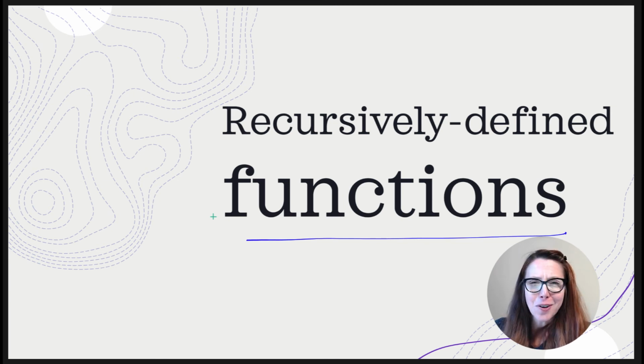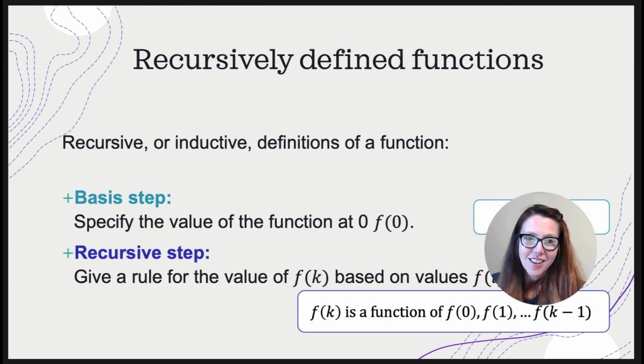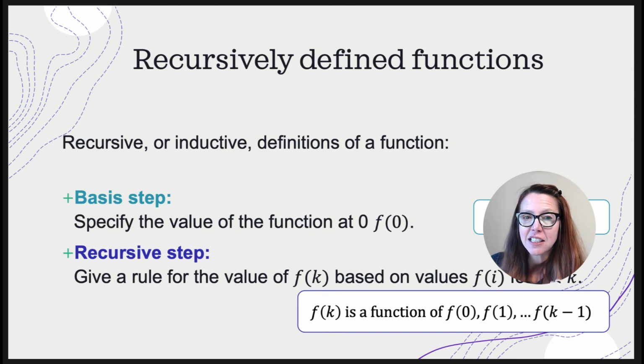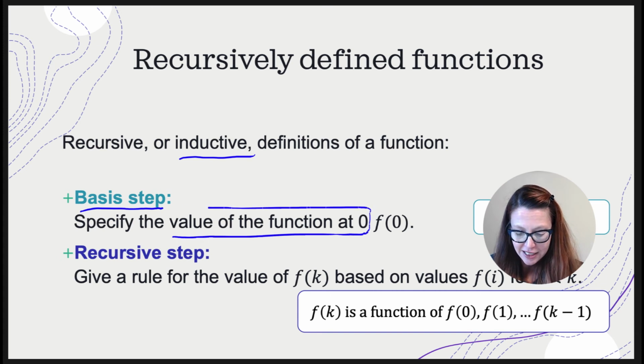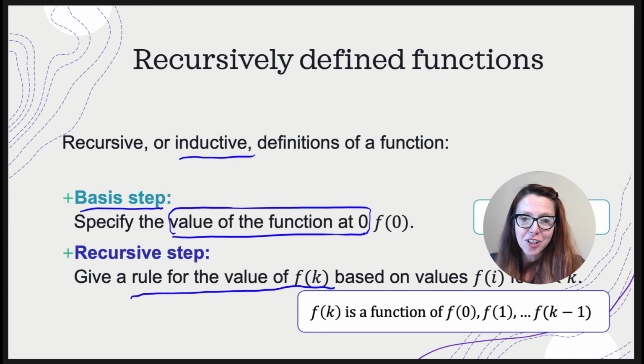And these are functions that you've already been making use of without realizing it. Recursive functions can be inductively defined. So this is an example of an inductive definition of a function, and it looks a lot like the induction steps that we've taken so far. So there's a basis step where we specify the value of the function at 0, and that is our term f of 0. The recursive step is to give a rule for the value of f of k, the function at integer k, based on the values that came before it.